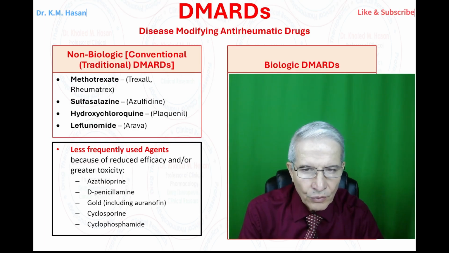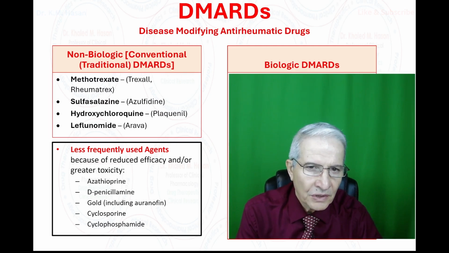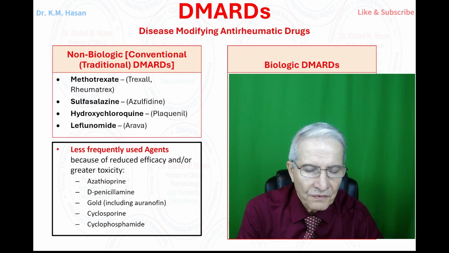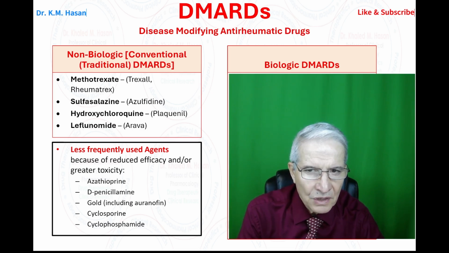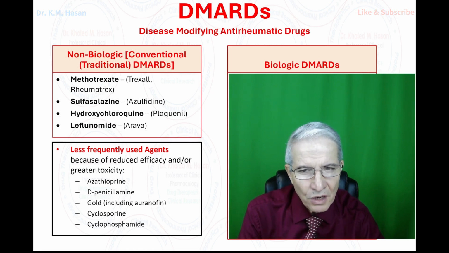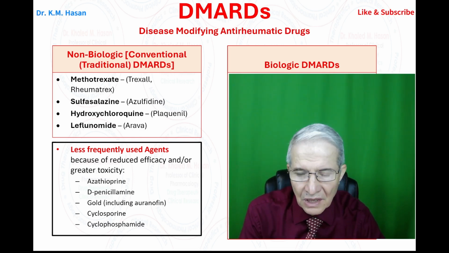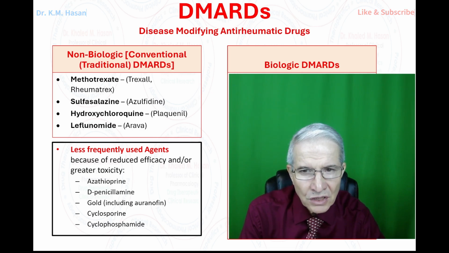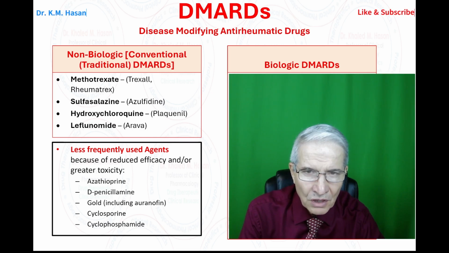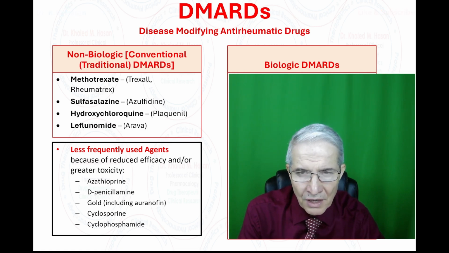Okay, due to the importance of the DMARDs, disease-modifying antirheumatic drugs, I'm going to repeat this list here because we need to be familiar with these names. And I found students struggling with remembering the names of medications. I will repeat these medications. The first thing we need to remember for the DMARDs is that we have non-biological DMARDs, or another name, conventional therapy or traditional therapy. And the first one on the list is methotrexate.